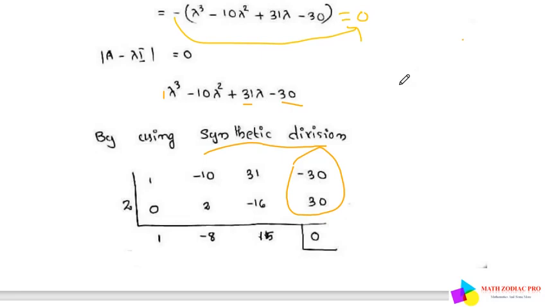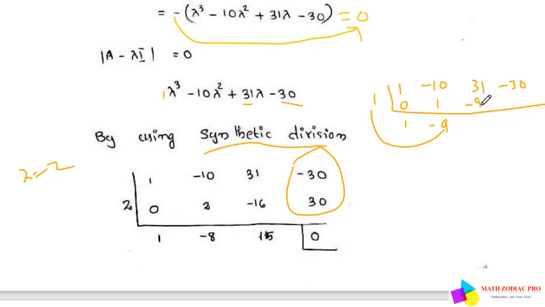So I just take here 1, minus 10, 31, and minus 30. I put lambda equal to 1. First we put 0 here. 1 plus 0 equals 1, so 1 into 1 equals 1, and we write 1. Minus 10 plus 1 equals minus 9, so minus 9 into 1 equals minus 9, and we write minus 9. Then 31 minus 9 gives 22, 22 into 1 equals 22, and here we get minus 8.